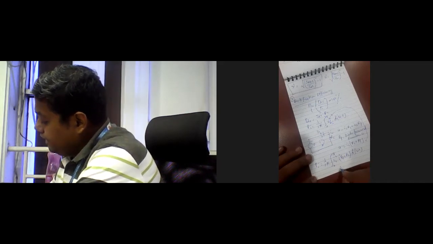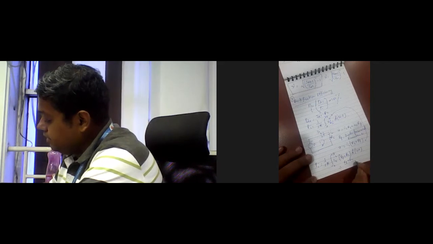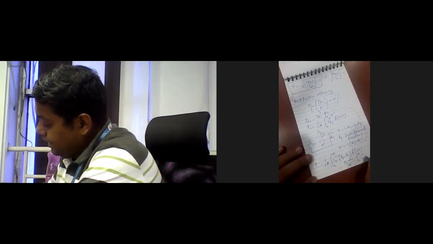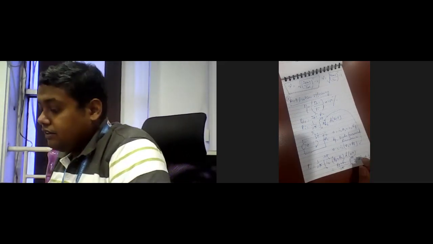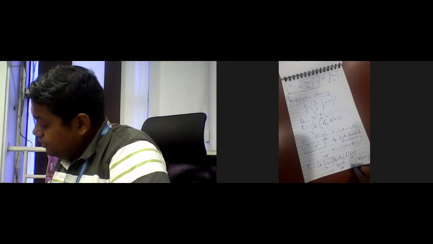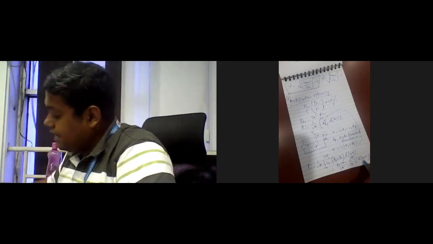So finally we can write RF plus RL is a constant term out of the integration: 1 by 2 pi integral 0 to 2 pi IL square d of omega t. So this is the final expression. What is the meaning of this one? Integration 0 to 2 pi 1 by 2 pi IL square d of omega t, that is IRMS.